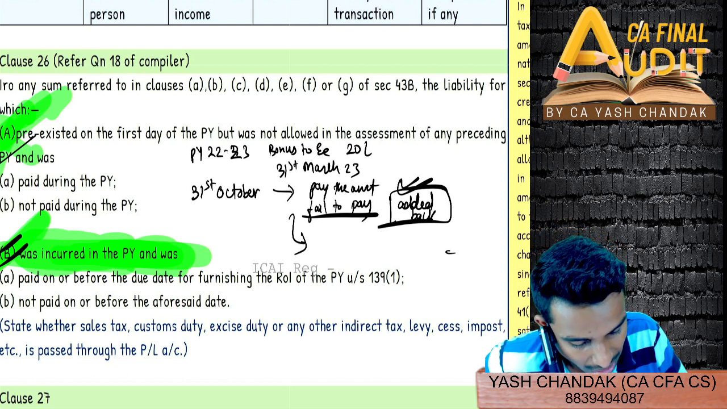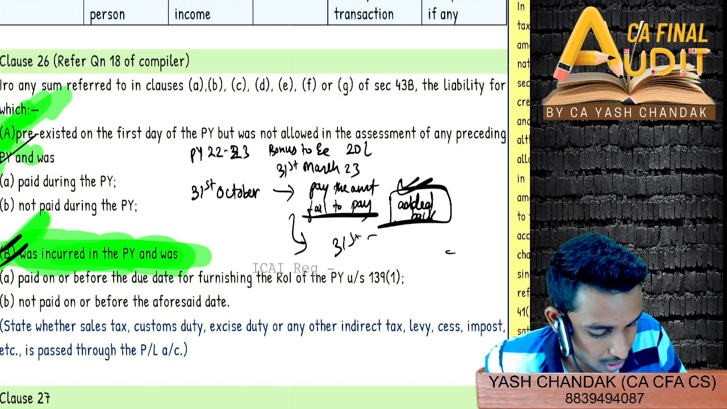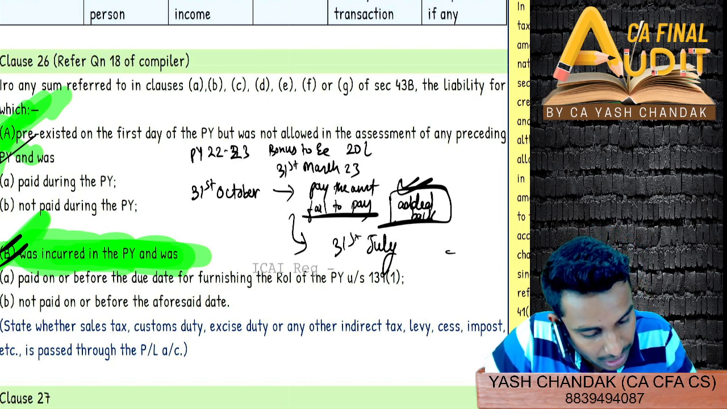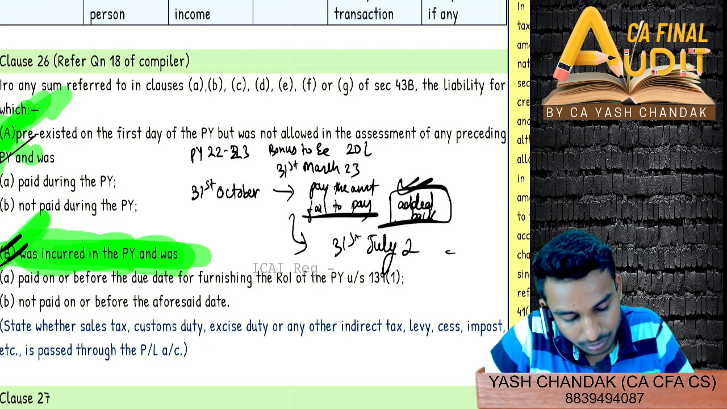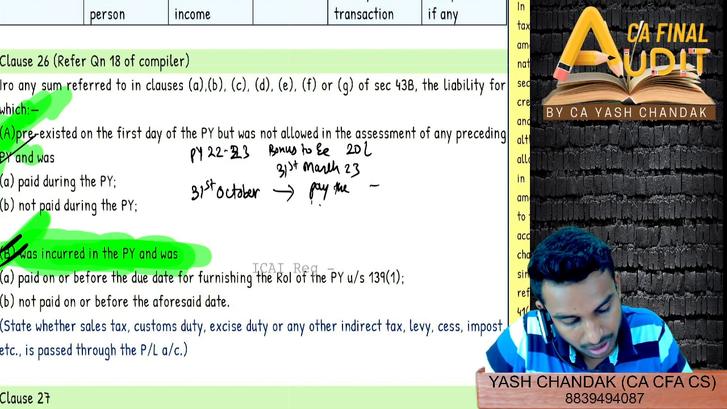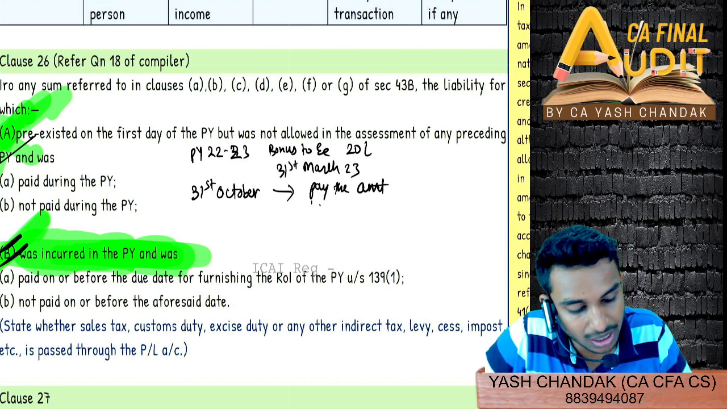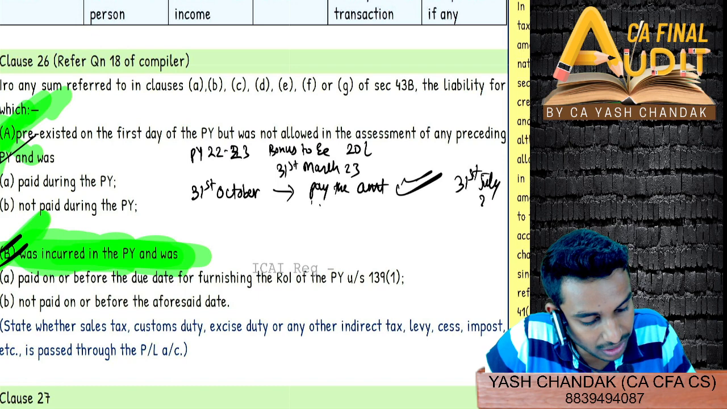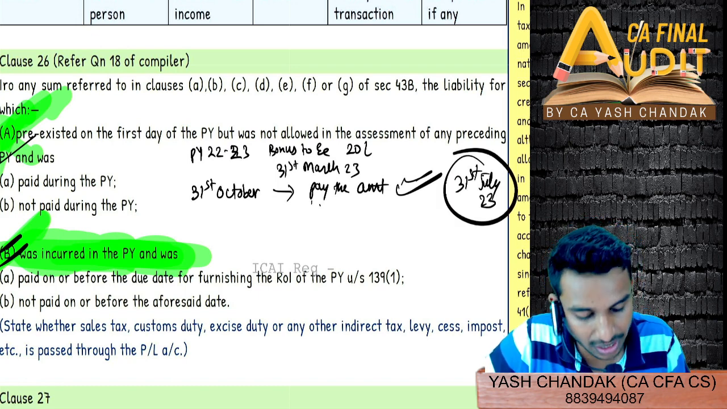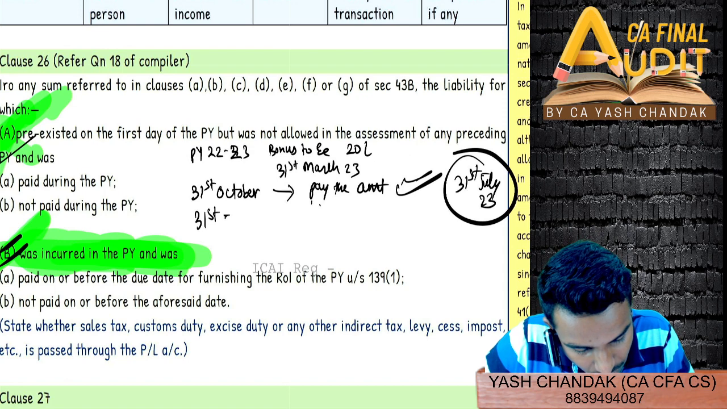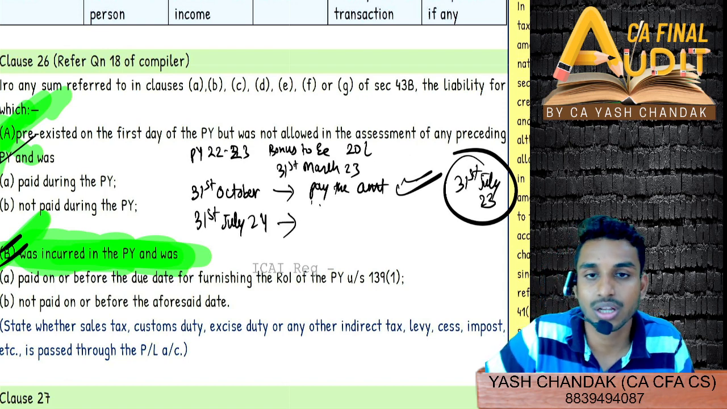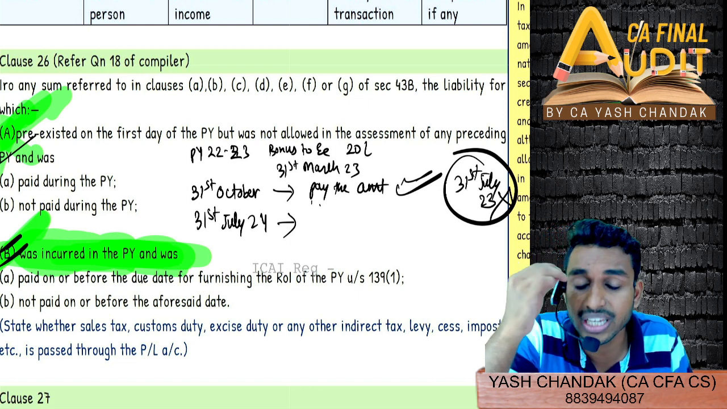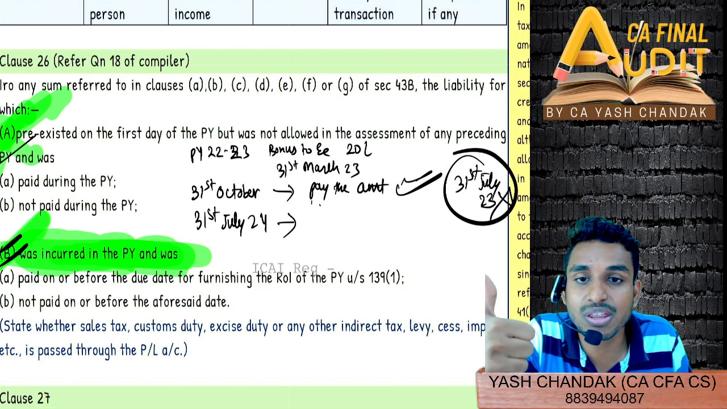So next year, suppose I pay on 31st July. Now you cannot say that since we paid before the due date of return of income, I pay the amount, let's say 31st July 2023, then this will be allowed to me as an expense, right? Now if I do not pay this amount by 31st July 2023, instead I pay it on 31st July 2024, then in which year will this expense be allowed to me?